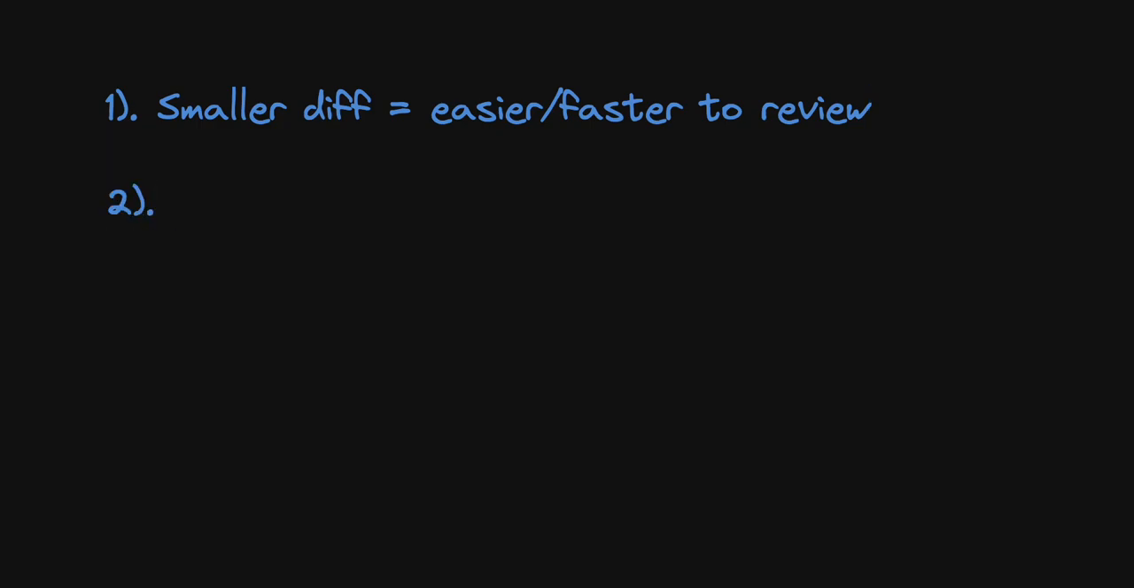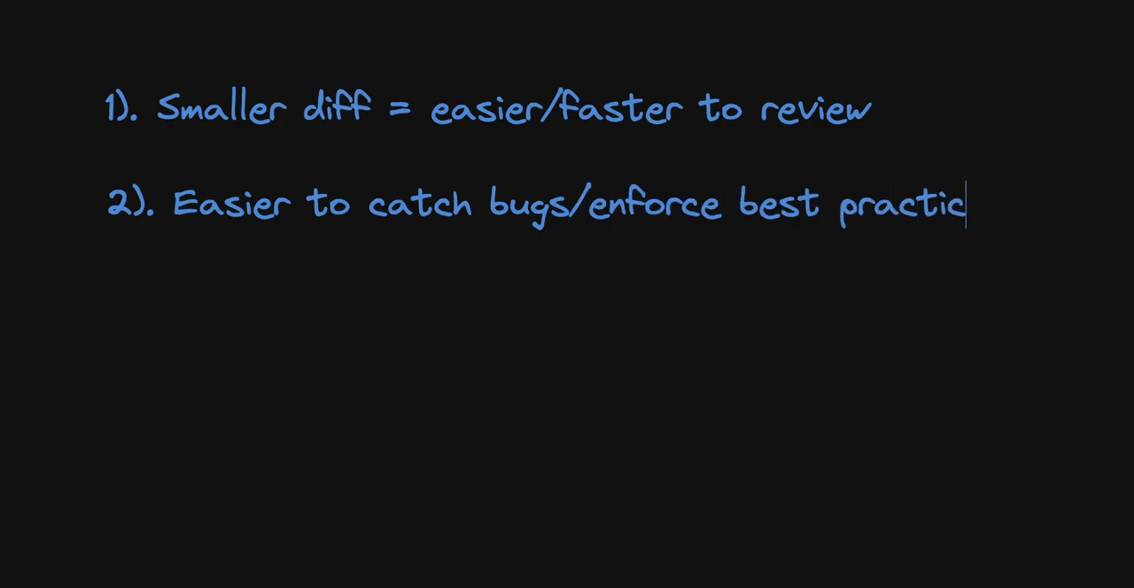The second one is it's easier to catch bugs. The less code that you have to review, the easier it is to catch bugs, because they take up more proportion of the actual code. If it's a huge file, that one bug might be in one line. But if it's only a 10 line file, it's really easy to catch versus a 1,000 line file where it's probably going to slip through. So it's easier to catch bugs and enforce best practices.